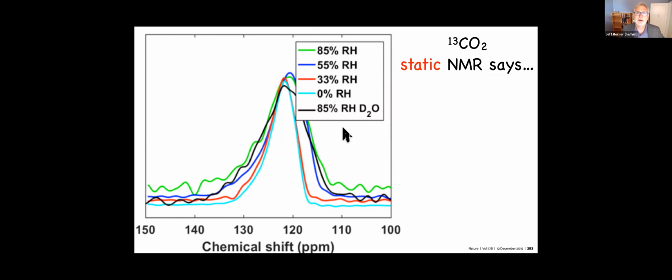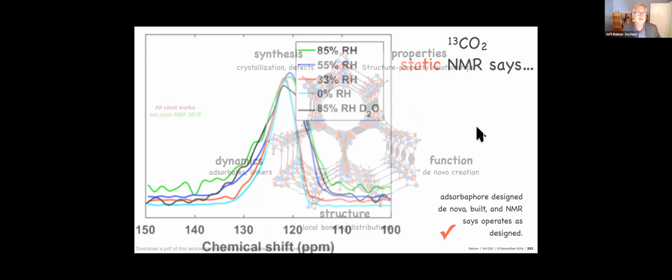In particular, if I use D2O instead of H2O, there's no change in the line width, which means the static NMR tells us the material does absorb CO2 and it does it at the exclusion of water, even though water is present. So the adsorbophore was designed via computation. It was built via synthetic chemistry, and NMR says that it operates as designed.